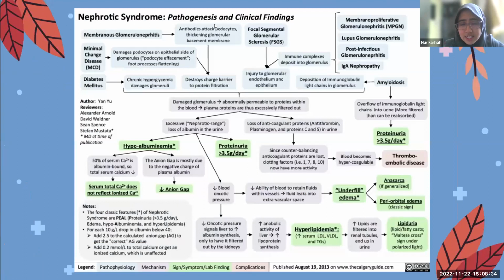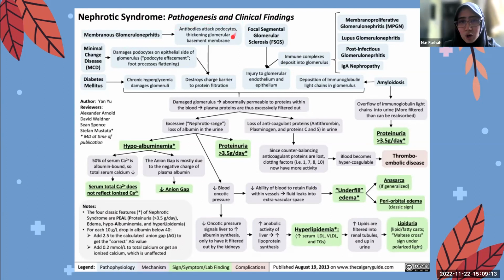Okay, next we go to the pathogenesis. Here I want you to focus on the top one because that is the main pathogenesis for nephrotic syndrome. The key point here is that there will be damage to the glomerular filtration barrier. If you look at the top here, I don't know if you guys can see my cursor. Okay, so for those who have membranous glomerulonephritis and also minimal change disease, which I mentioned just now, these two types lead to the antibody attacking the podocyte and also thickening of the glomerular basement membrane.